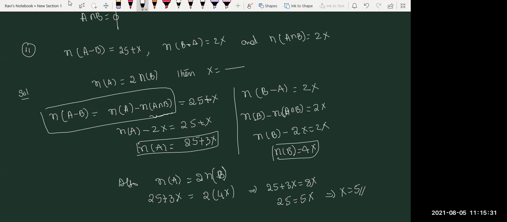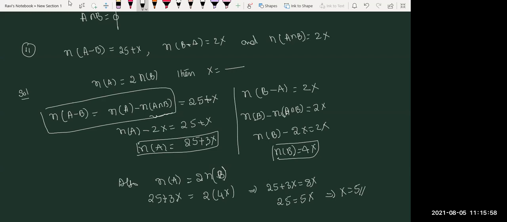The members of 3 athletic teams in a school. Is it the level 2 12th question or not? Yes, sir, it is. 3 athletic teams in a school: 21 are in the cricket team, 26 are in the hockey team, 29 are in the football team.